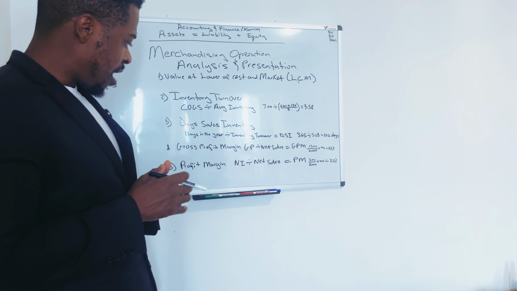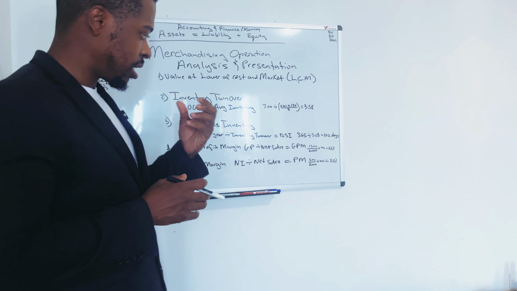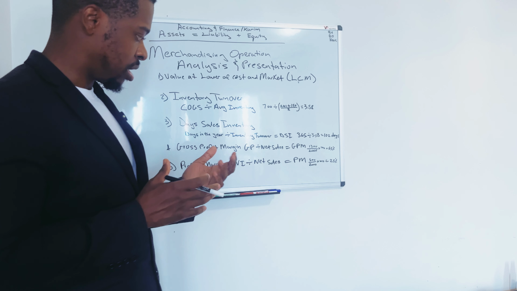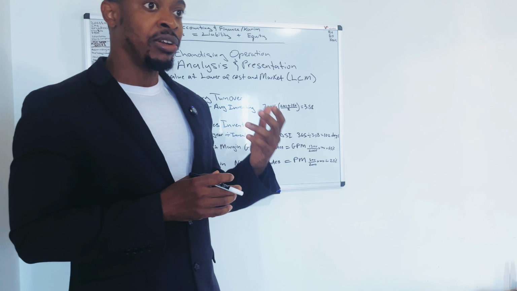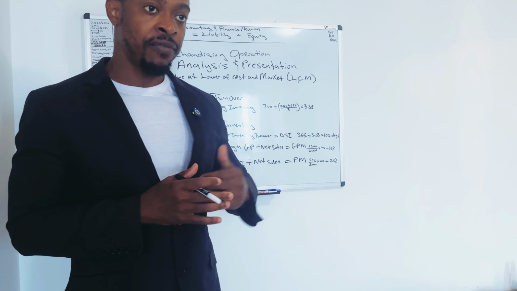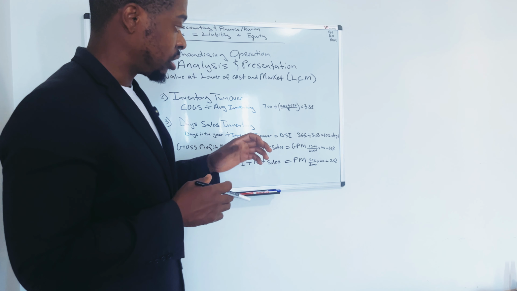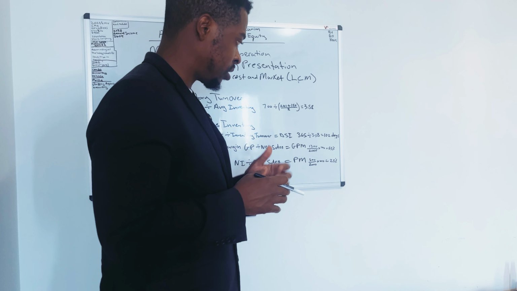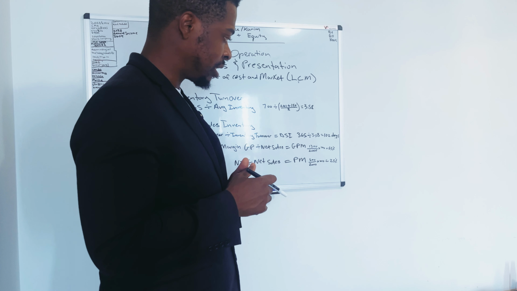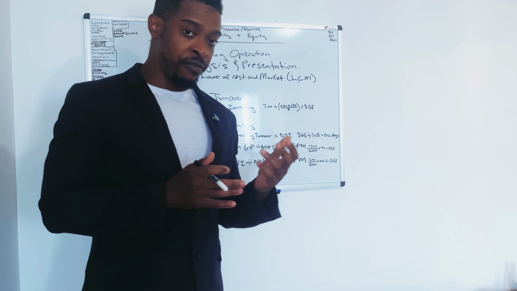The next one we have is the profit margin, which is net income divided by net sales. And again, your net income is your gross profit minus your operating expenses. And so net profit is $500 and our net sale is 2,000. And we get 25% for profit margin.